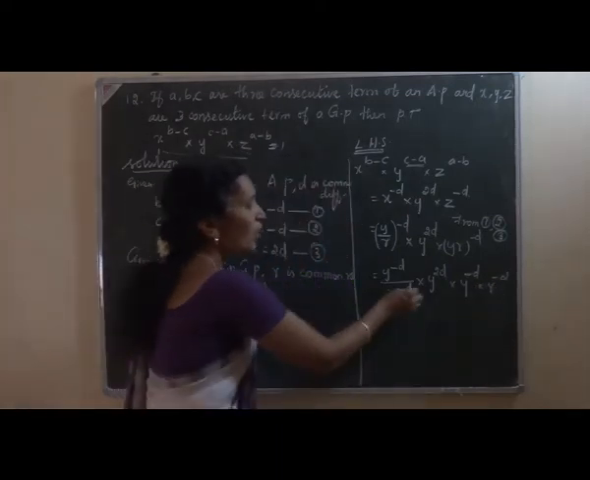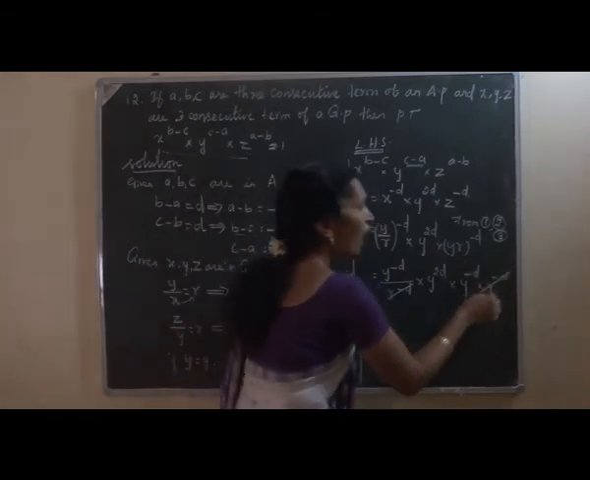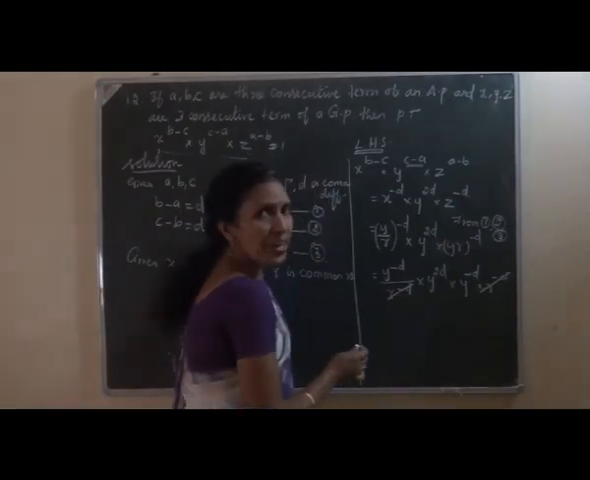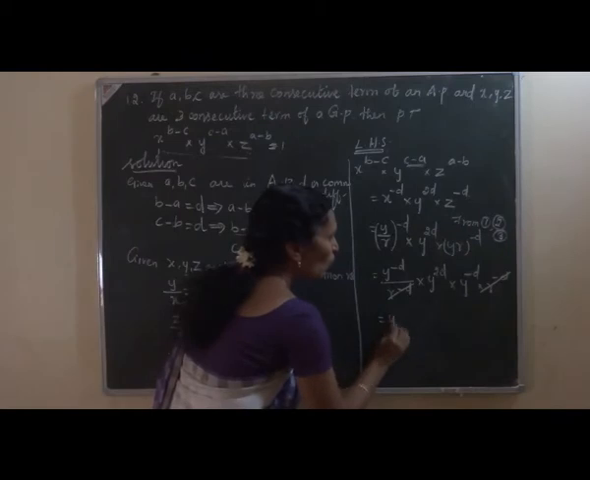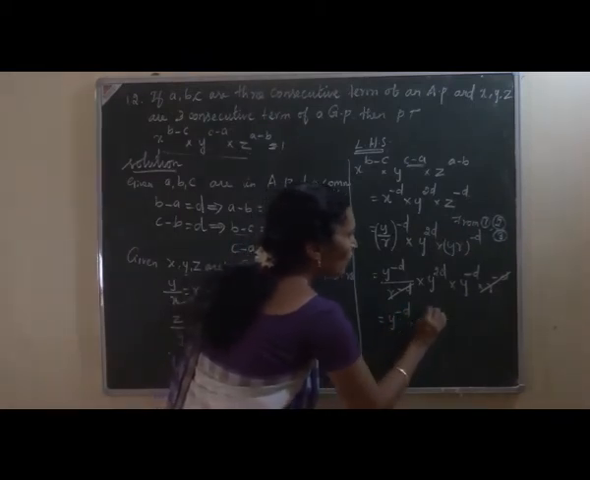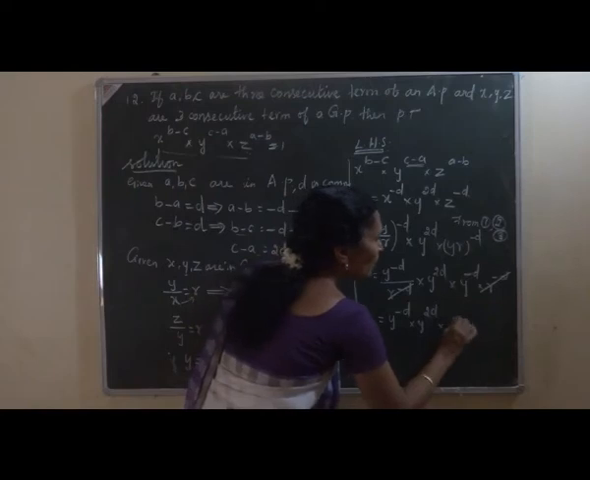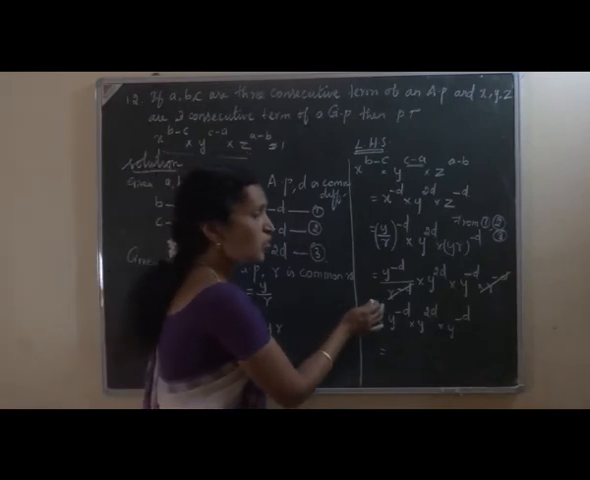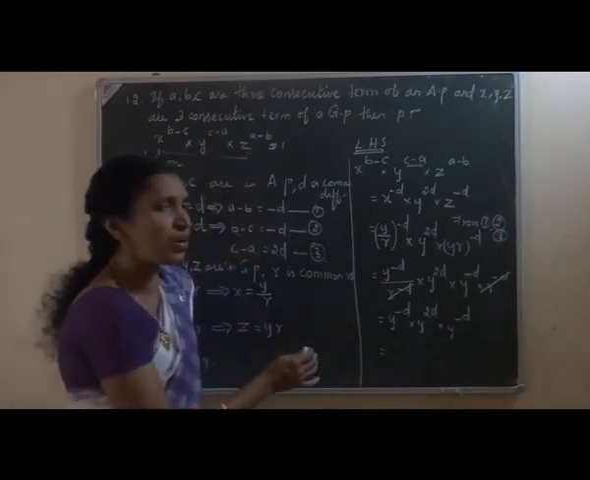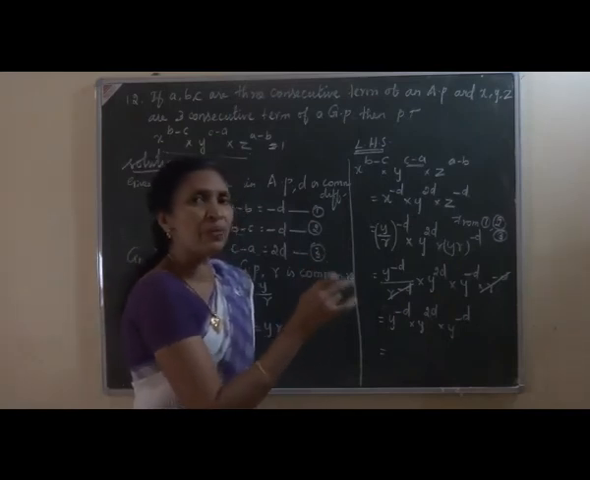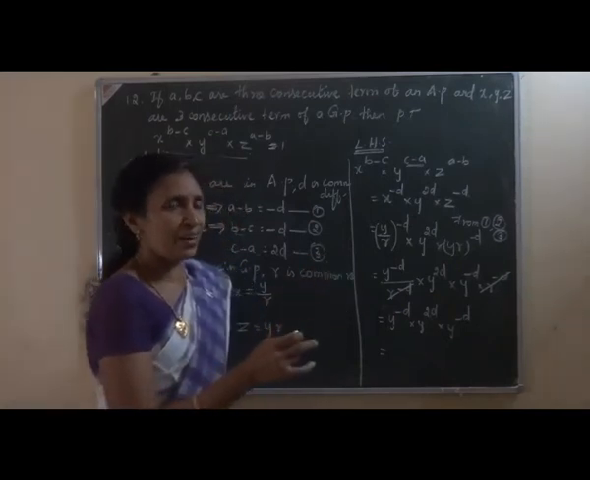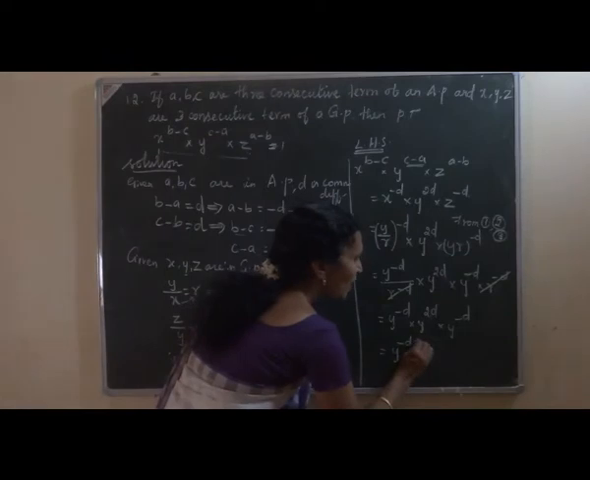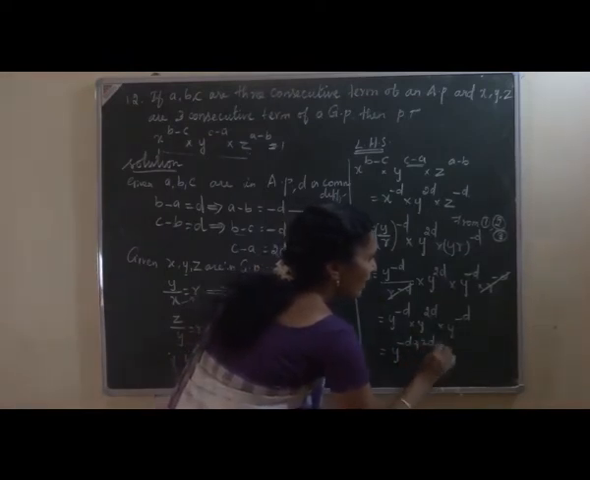Now listen, students, R power minus D will be cancelled. Now everything is a power of Y. So this is equal to Y power minus D into Y power 2D into Y power minus D. Here you have to use the power rule. What's the power rule? A power M into A power N equal to A power M plus N, right? So using the power rule, Y power minus D plus 2D plus minus D.